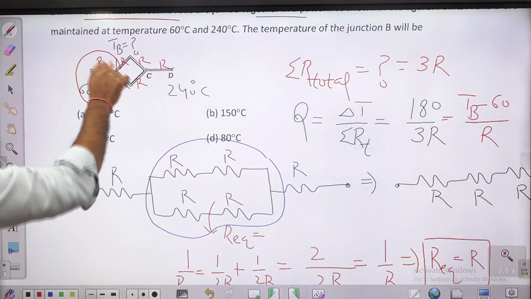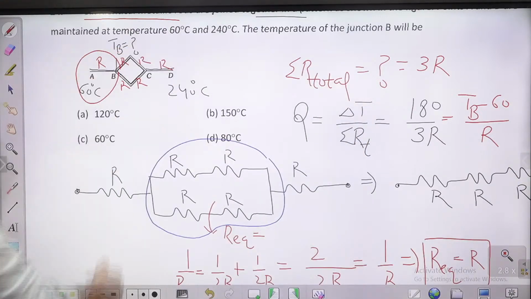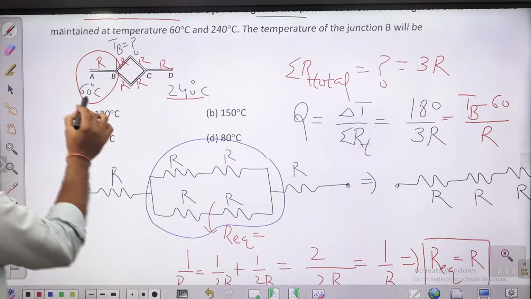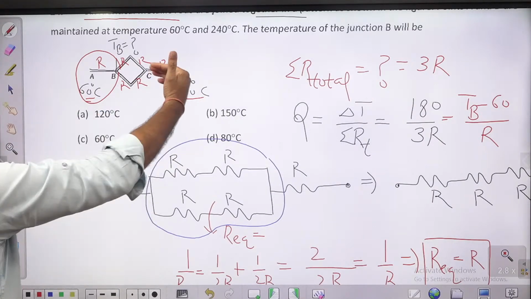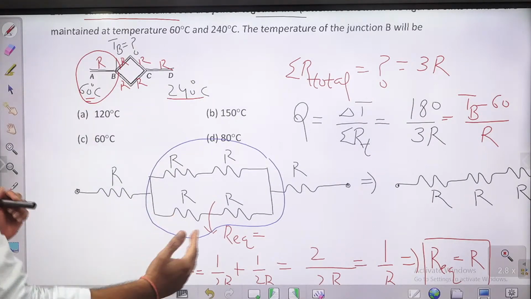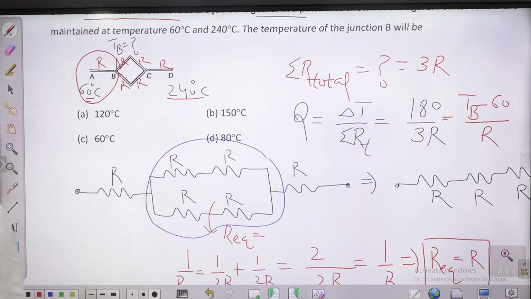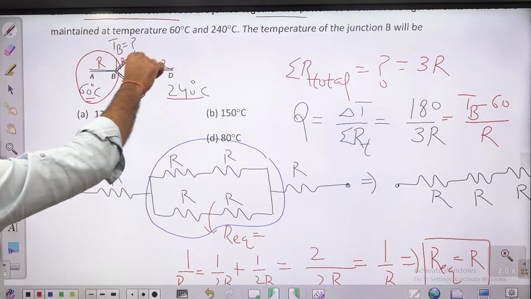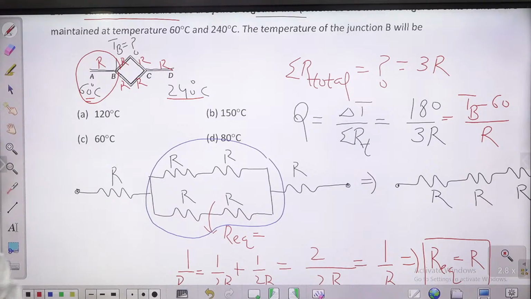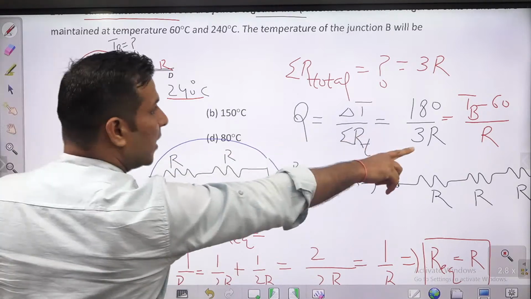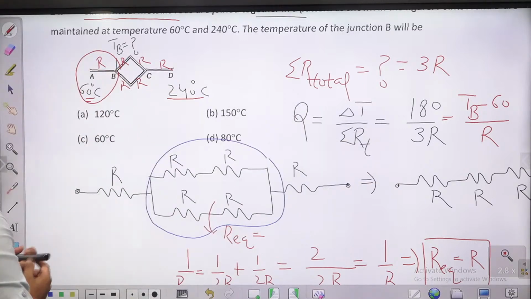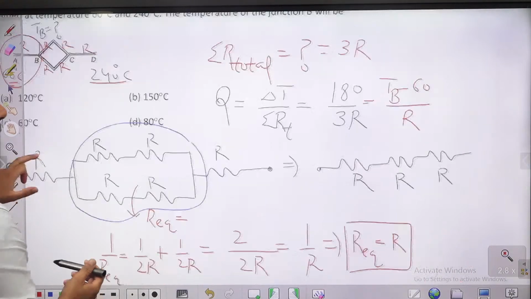Here the temperature is TB, because heat transfer is taking place in this direction, because this is the higher temperature, this is the lower temperature. In steady state, the same heat transfer takes place. Whatever heat is entering, the same is conducting and the same is going out. So this is the heat transfer, 180 by 3R, equal to TB minus TA, and TA is 60, divided by R.